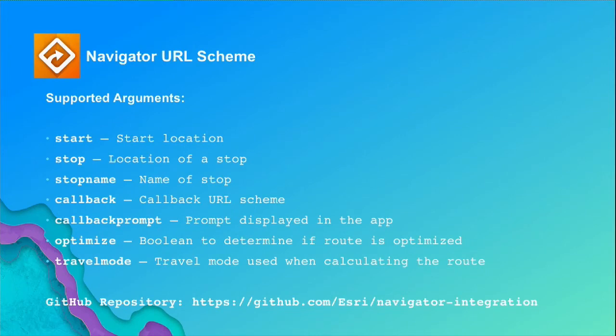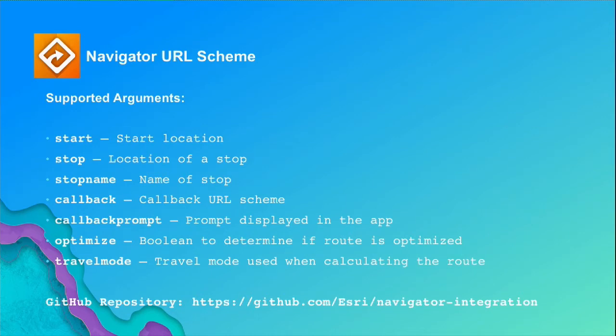There's also a bunch of other different parameters that you can use when you formulate your own custom URL scheme. I showed you the stop and the stop name, but if you'd like, you can also include an optional start parameter. And what this will do is when Navigator launches, it will use that start location, whether it be a coordinate pair like we saw before, or maybe something specified that the locator will return. And then when Navigator generates this route, it will use that start location instead of your current location.